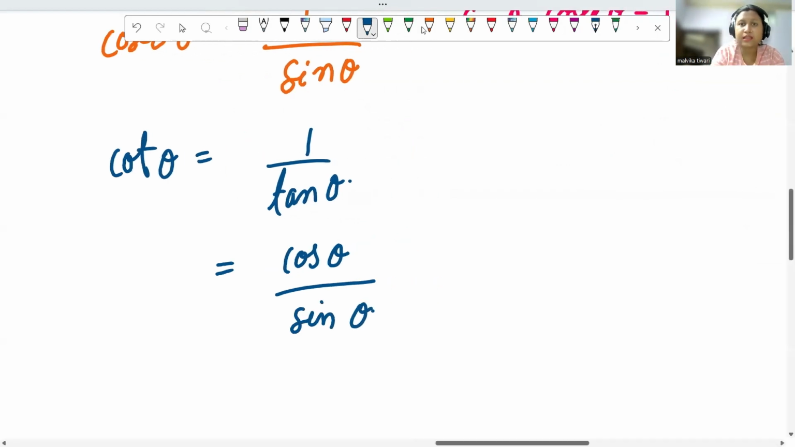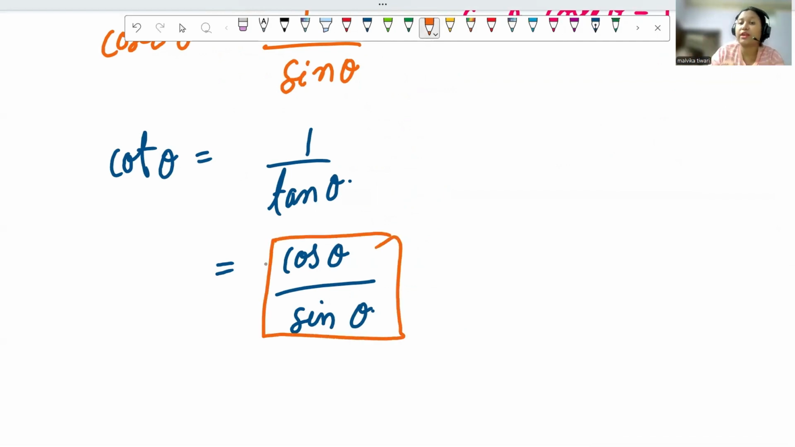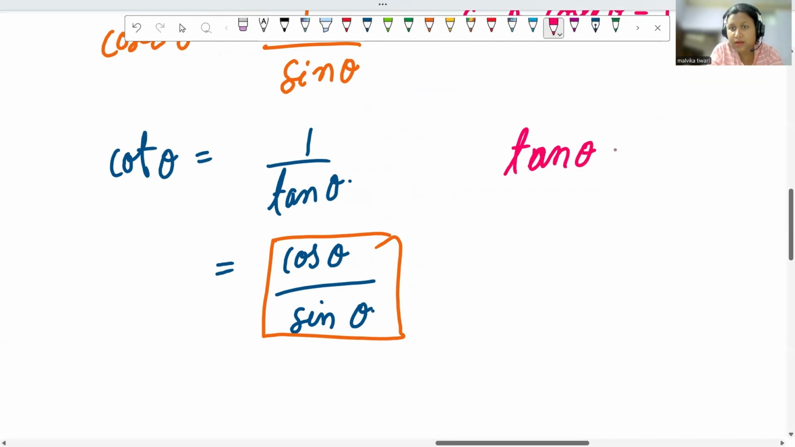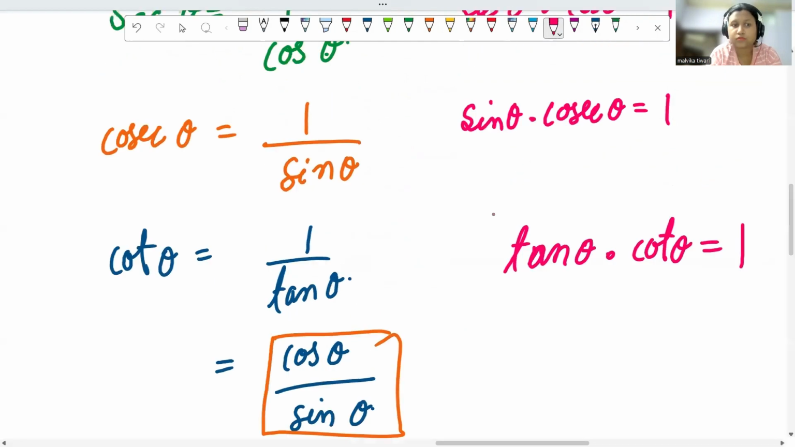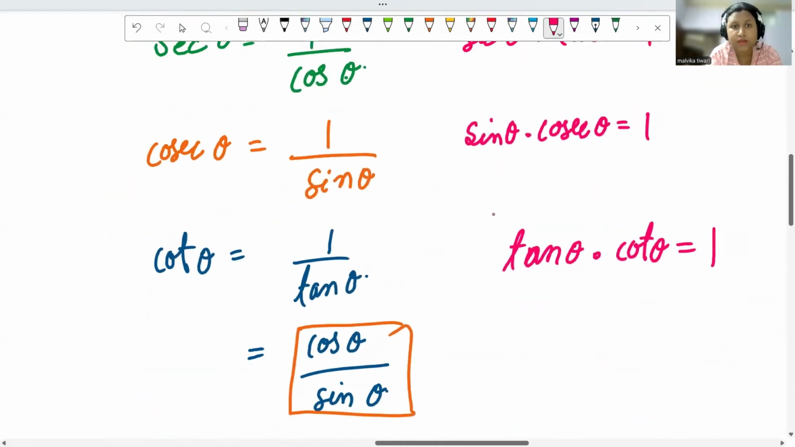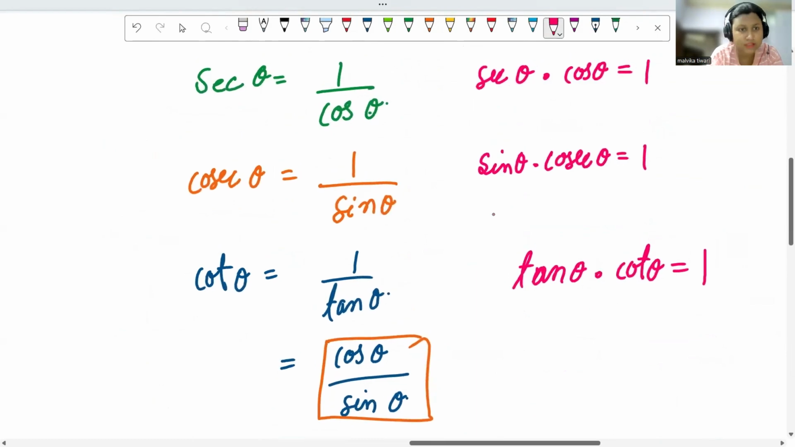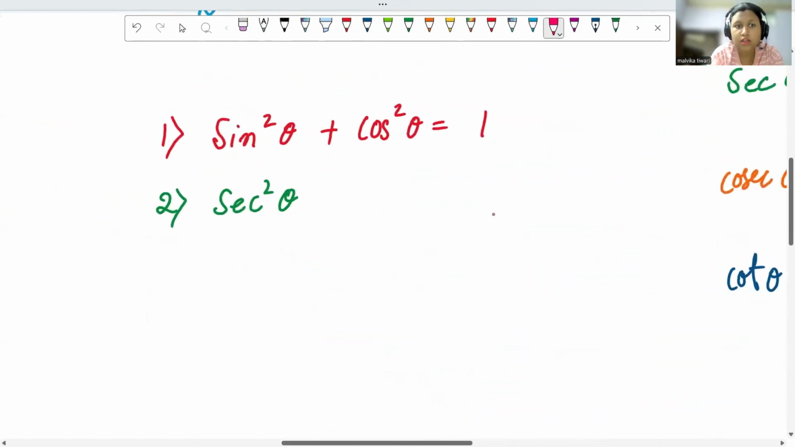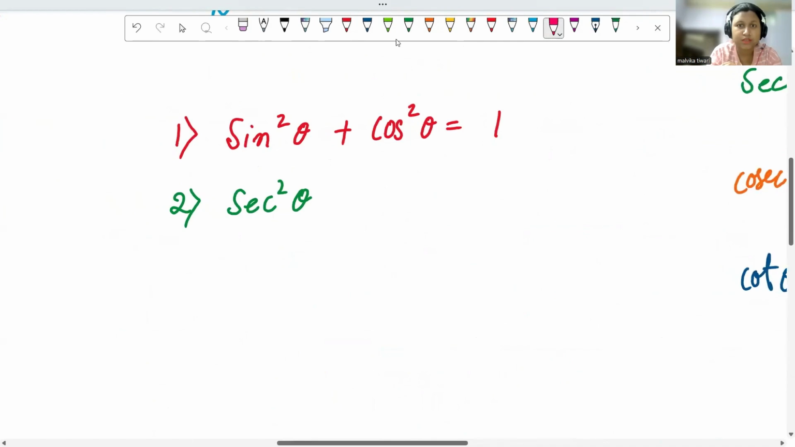Okay, and these ratios are really, really important when you are trying to prove some identities, right, using the formulas. Now here also you can say that tan theta times cot theta is 1. Okay, so these are all reciprocal ratios, and whenever they are multiplied, they always give you 1 as an answer. Okay, now coming back to our relationships.